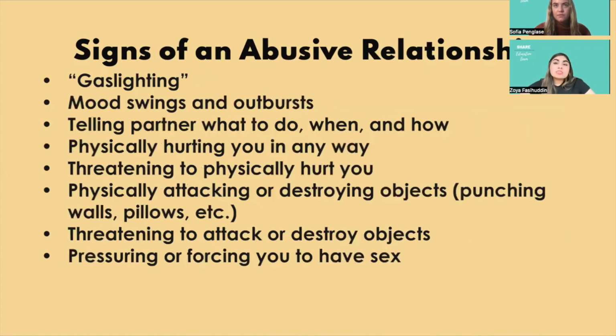Some additional signs in an abusive relationship include gaslighting, as we just mentioned, mood swings, as well as outbursts, as well as any signs and threats of physical or sexual violence, as can be described within the slide.